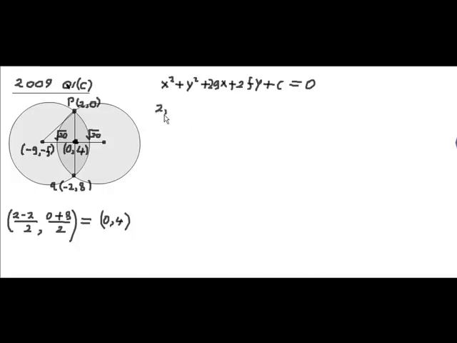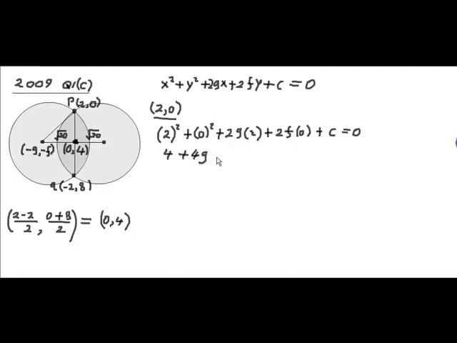that means (2, 0) is on the circle, so you can put in 2 for x: 2 squared plus 0 squared plus 2g into 2 plus 2f into 0 plus c equals 0. 2 squared is 4, so that gives us 4 plus 4g plus c equals 0. There's our first equation.